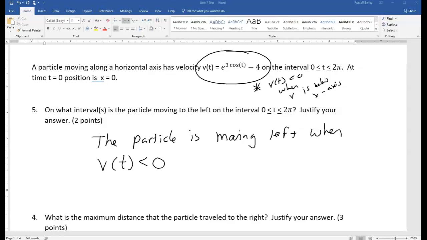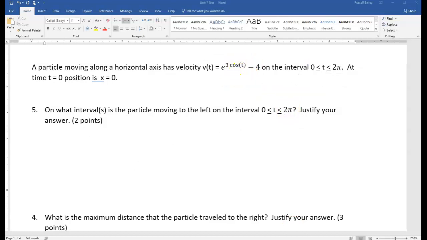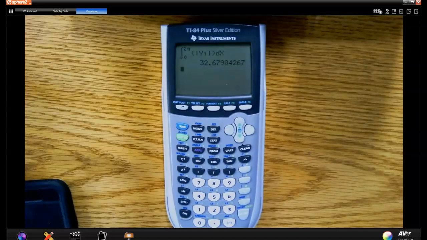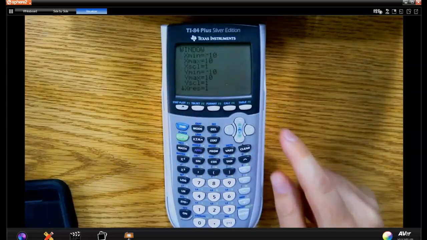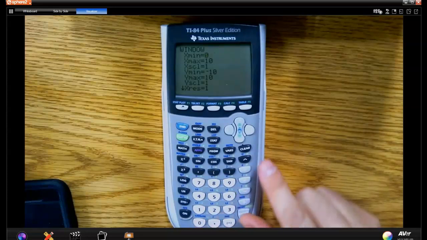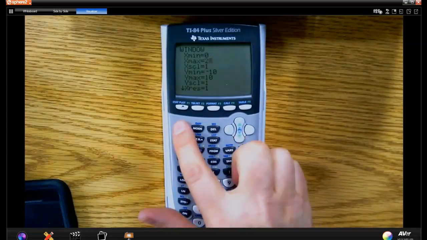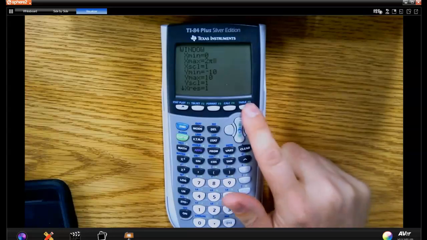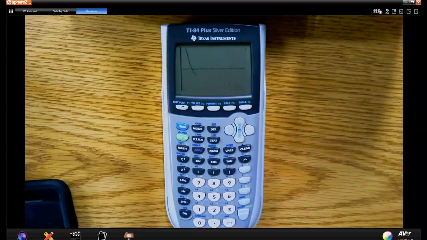So once again, now we're going to go look at our graph. We might have to adjust it. I know my x values go from 0 to 2 pi, so that's nice. Those are always easy to know. The y values are the tricky ones. We don't always know how high up our function will go. But let's go ahead and graph this and see if we can find where it's below the x-axis. So I'm going to go to Window, and I'm going to change the x values from 0 to 2 pi. And then I'm going to push graph and see what I get.